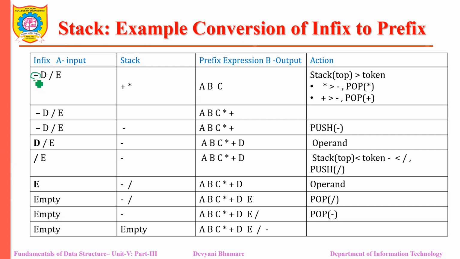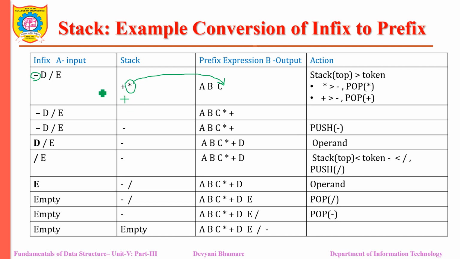subtraction. Then we compare with the priority of the top of the stack. The top of the stack contains the multiplication, which has higher precedence than this minus. That's why we pop it from the stack and copy it onto the output list. So our stack is empty now, right? Then again we are getting that minus, and assume that now our stack also contains that plus.